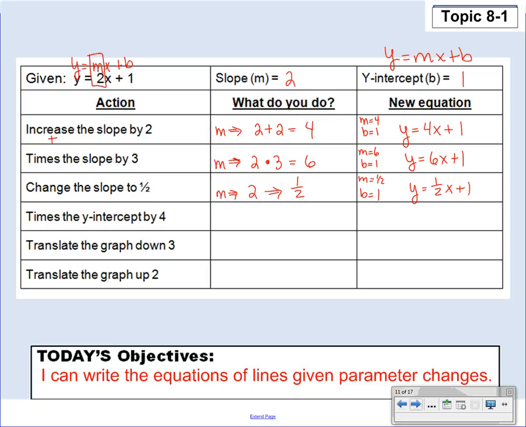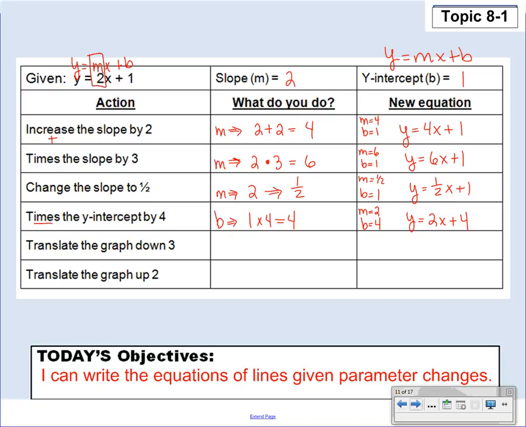We're going to times the y-intercept by 4. Times means multiply. So we're only dealing with the y-intercept. Our original y-intercept was 1. We're going to times it by 4 and get a new y-intercept of 4. So in this case, our slope stays the same, 2. Our y-intercept is the only thing that changed. It became a 4. So our new equation is y equals 2x plus 4.